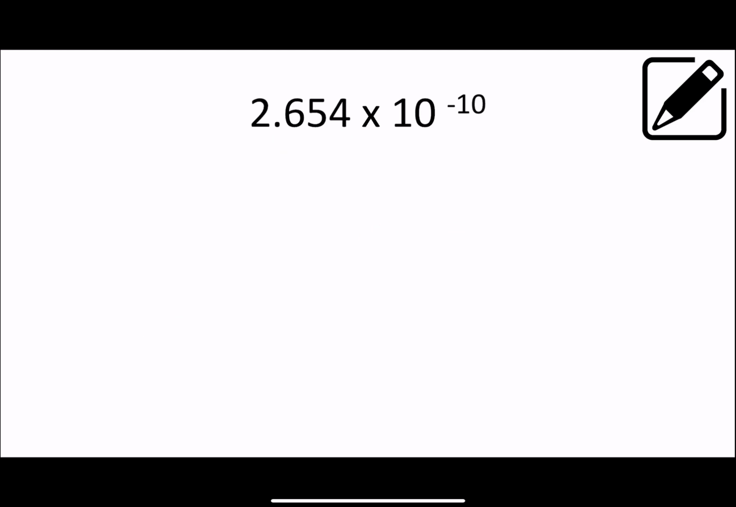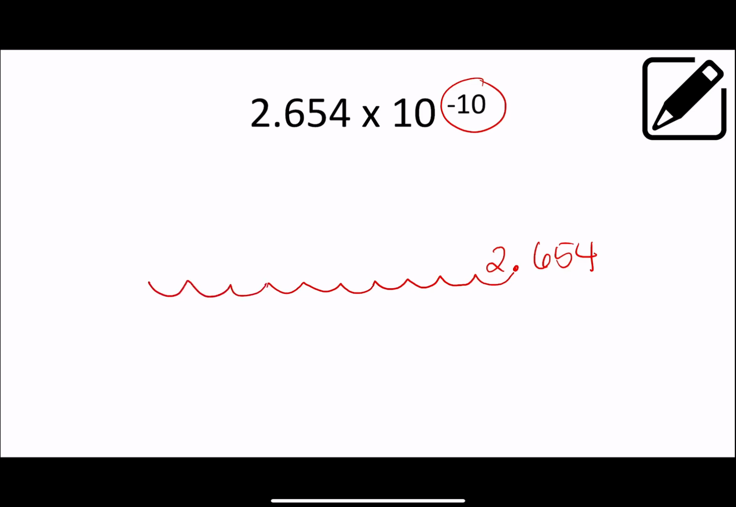Okay, let's try it backwards. So same numbers, just we're going backwards because it's negative. So I'm going to write it again, but I'm going to scoot over here a little bit because we're going to the left this time. So you're going to take your decimal, you're going to go 1, 2, 3, 4, 5, 6, 7, 8, 9, 10. Decimal right here. And you fill in your slots.